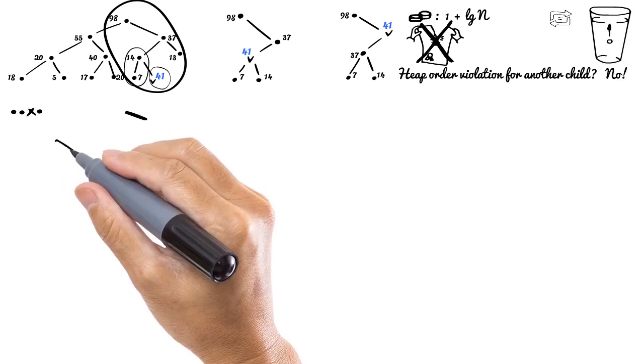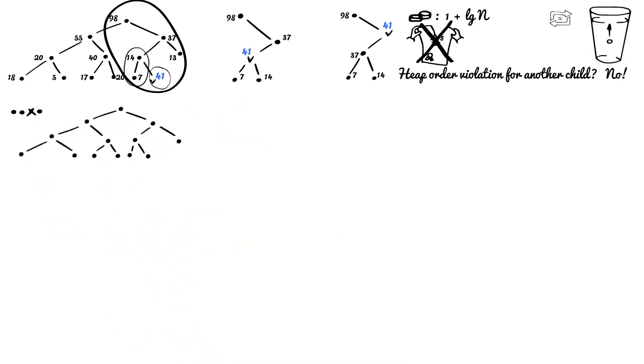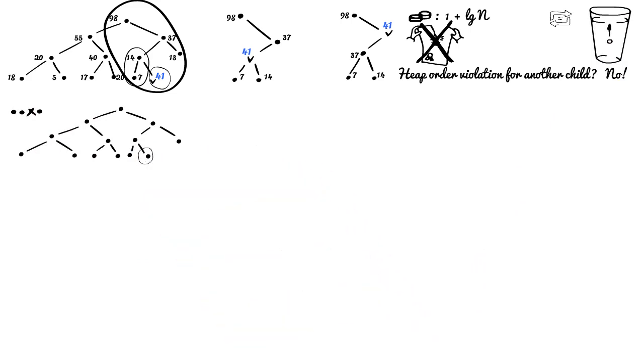For deleting from a heap, we also need to preserve the complete binary tree structure and technically remove the rightmost element of the last tree level.